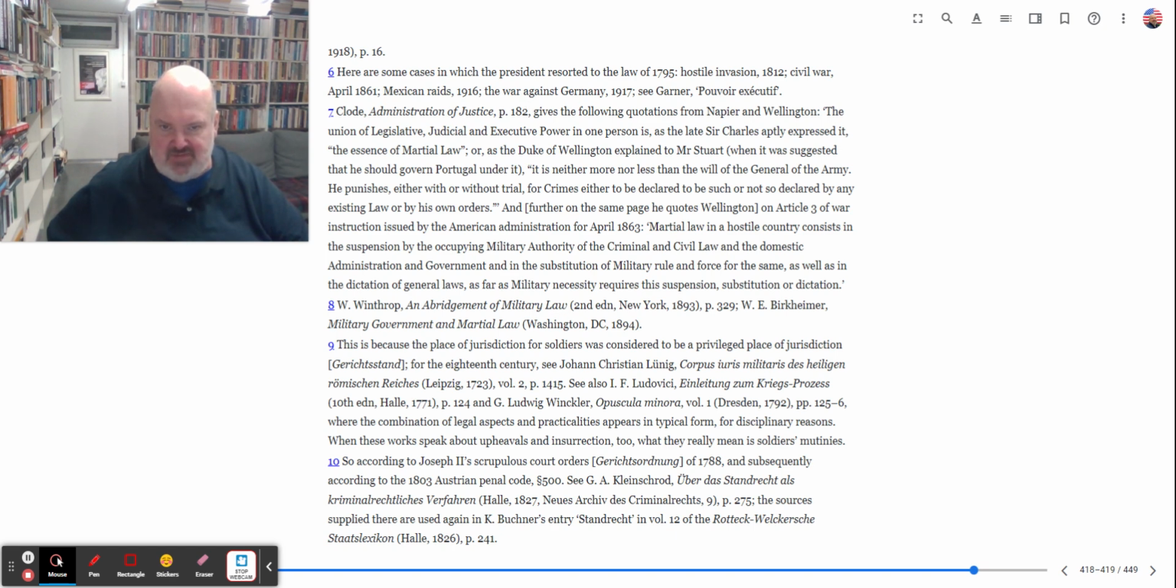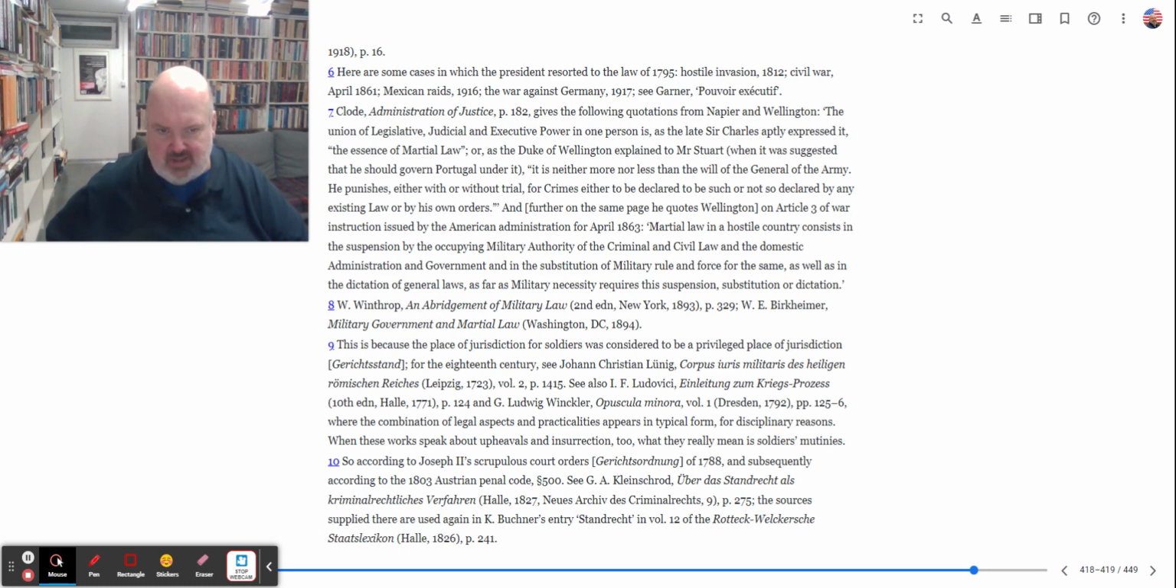Clode, Administrative Justice, gives the following quotation from Napier and Wellington. The union of legislative, judicial, and executive power in one person is, as the late Sir Charles aptly expressed it, the essence of martial law, or as the Duke of Wellington explained to Mr. Stuart when it was suggested that he should govern Portugal under it, it is neither more nor less than the will of the general of the army. He punishes either with or without trial for crimes to be declared to be such, or not to be declared, by any existing law or by his own orders.